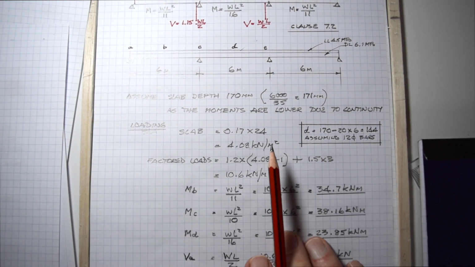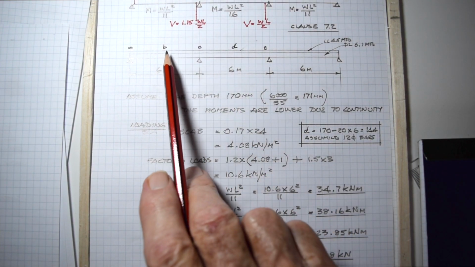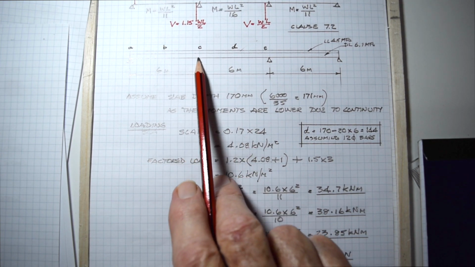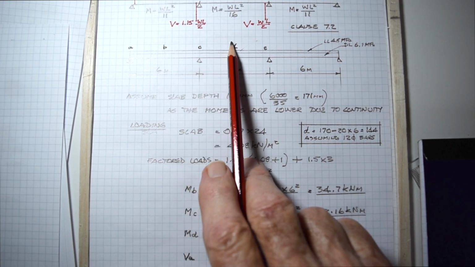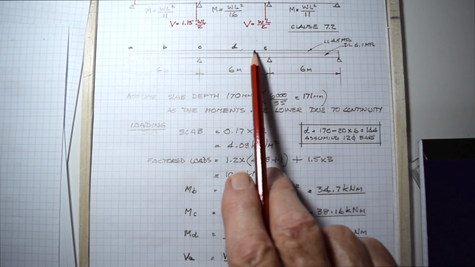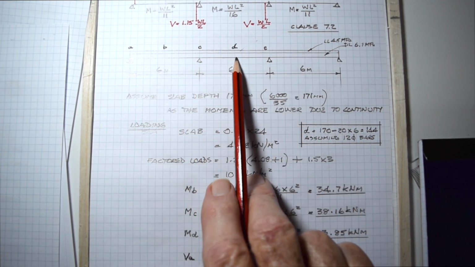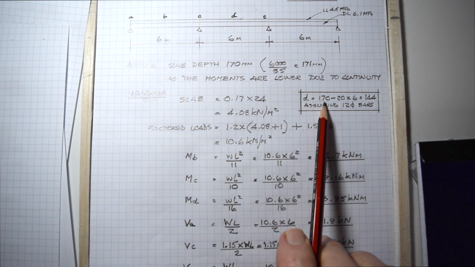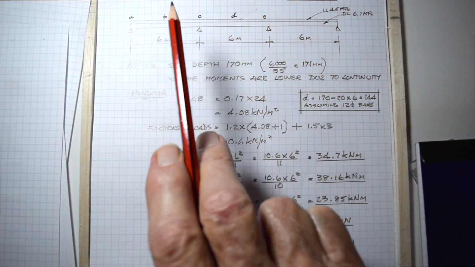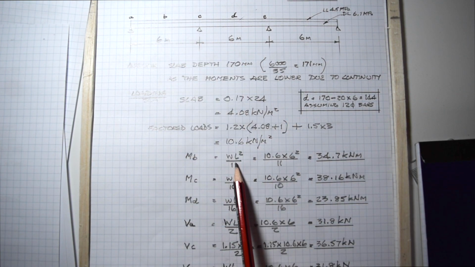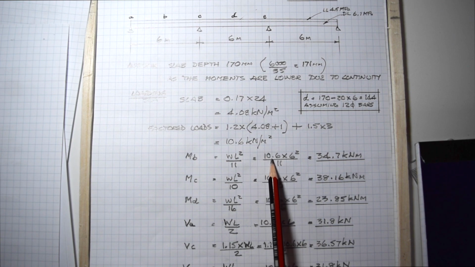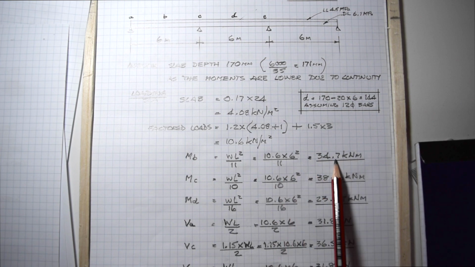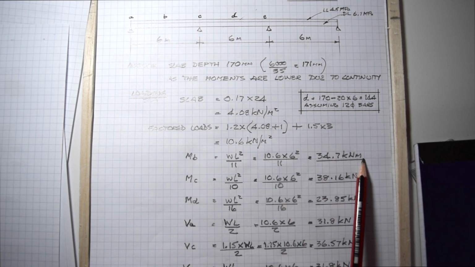So looking at the points where we want to take moments today, the moment in the beam there, this negative moment over the support, that moment there, these are all going to be the same because it's a 3-span beam that's symmetrical around the center. So looking at MB, which is in the middle of the first span, WL squared over 11. W per square meter times the span squared over 11. The moment is 34.7 kilonewton meters.